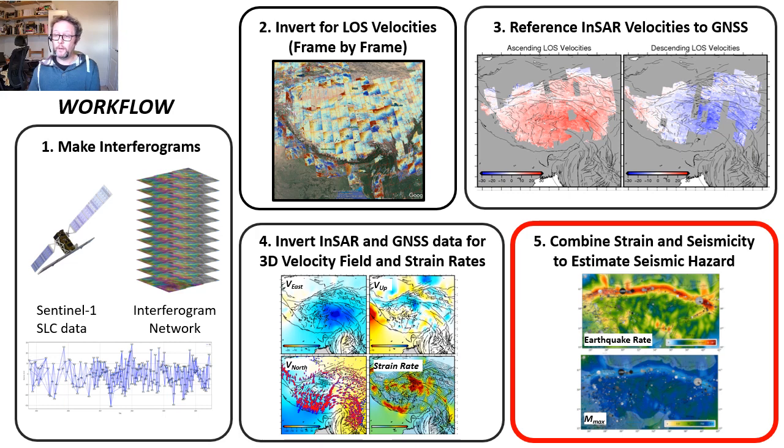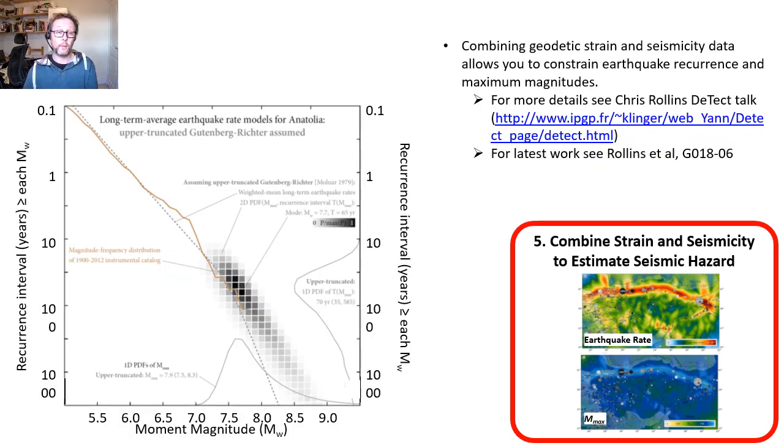So the final step is to take these data and to use them alongside seismicity data to estimate seismic hazard. The combination of using geodetic strain and seismicity data allows you to constrain both earthquake recurrence intervals and maximum magnitudes simultaneously, which you can't do with either data set by itself. So for more details of this approach, I refer you to Chris Rollins's talk he's given as part of the Detect series, or you can look at his latest results in his talk for AGU.